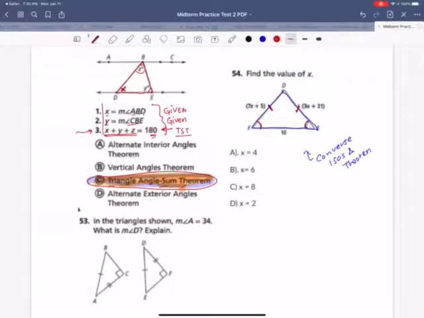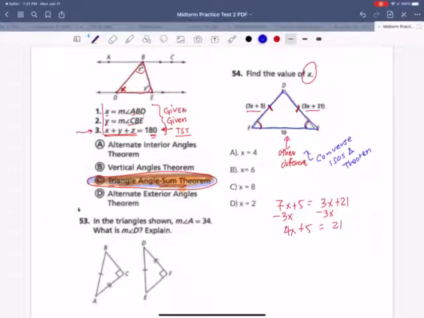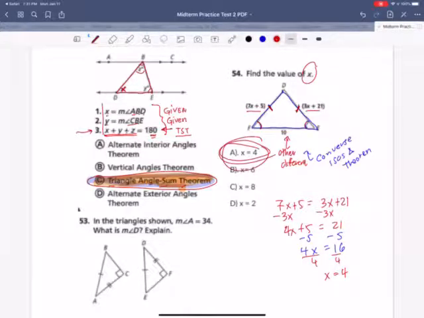Okay, so to solve for x, let's set these equal to each other, and let's not set them equal to 10, because that's the other side. That one is different. Okay. So 7x plus 5 has to equal 3x plus 21 because of the converse theorem. Let's get the x's on one side. Right, and then, all right, I'm getting close here. Divide by 4, and I get 4. So there's my answer. A, x is 4.